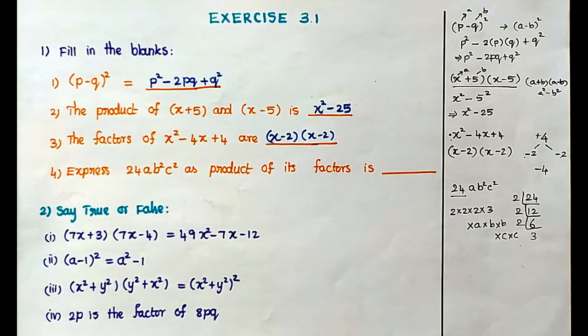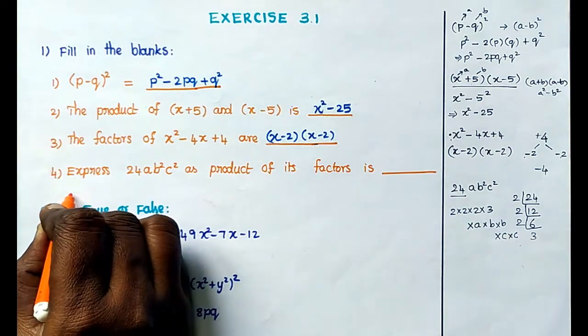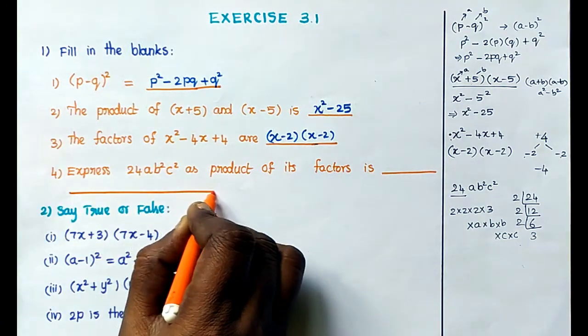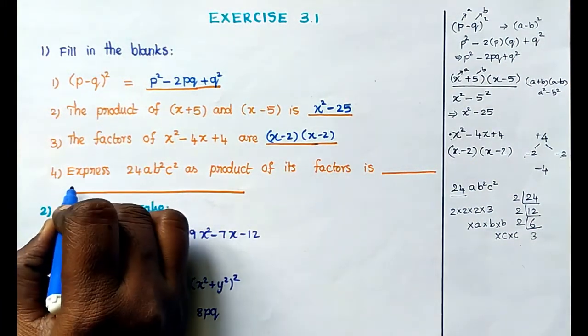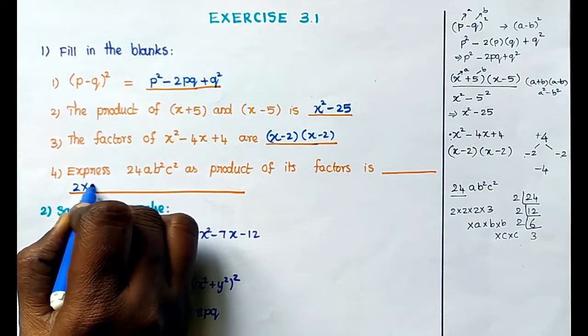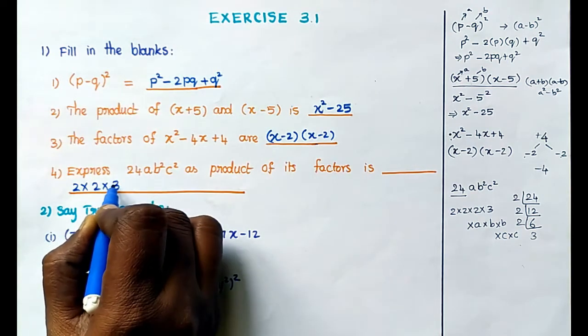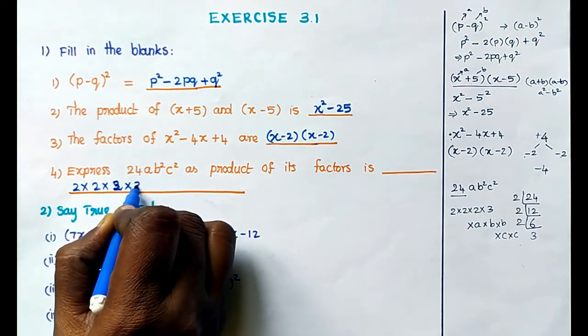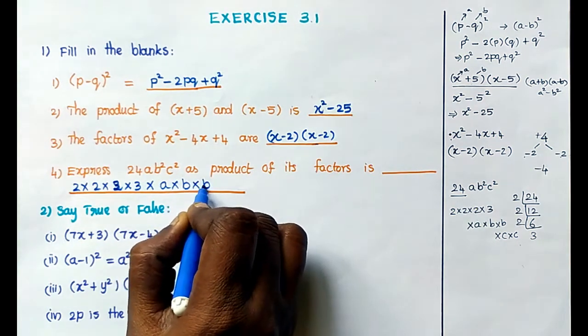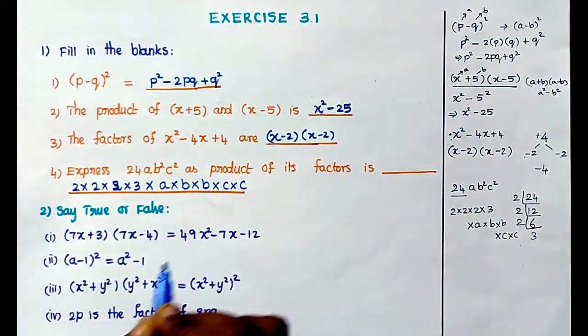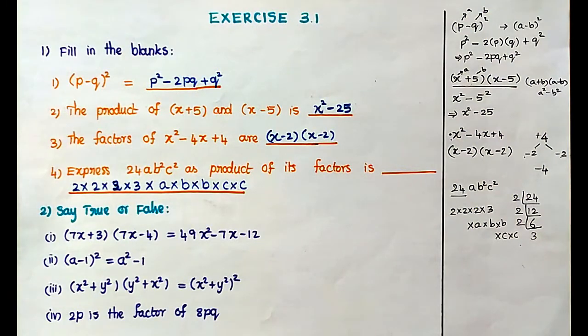Write down here: 2 into 2 into 2 into 3 into a into b into b into c into c. That is the answer.